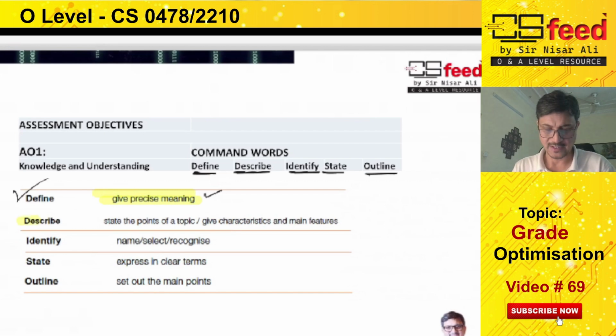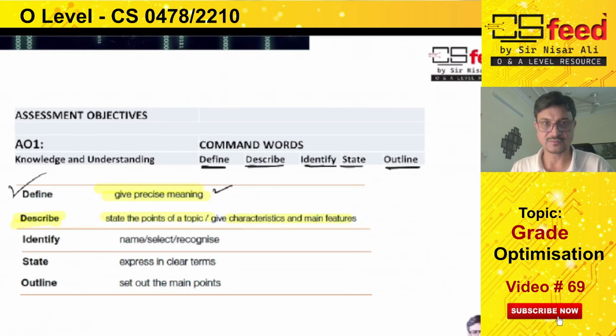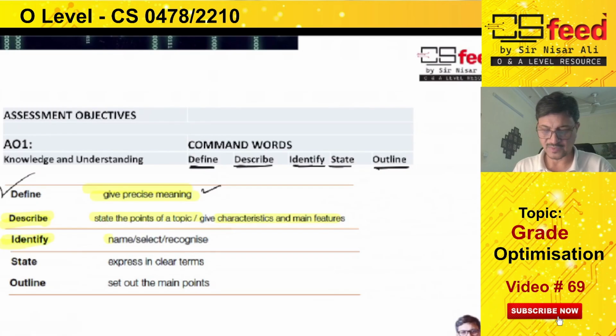In describe, you are going to write or state the points of a topic, like the characteristics or the main features. In describe, you will be writing about the main features. And identify: name, select, recognize. Sometimes a description is given and you are going to recognize its exact terminology. Sometimes a terminology is given and you have to write its description.